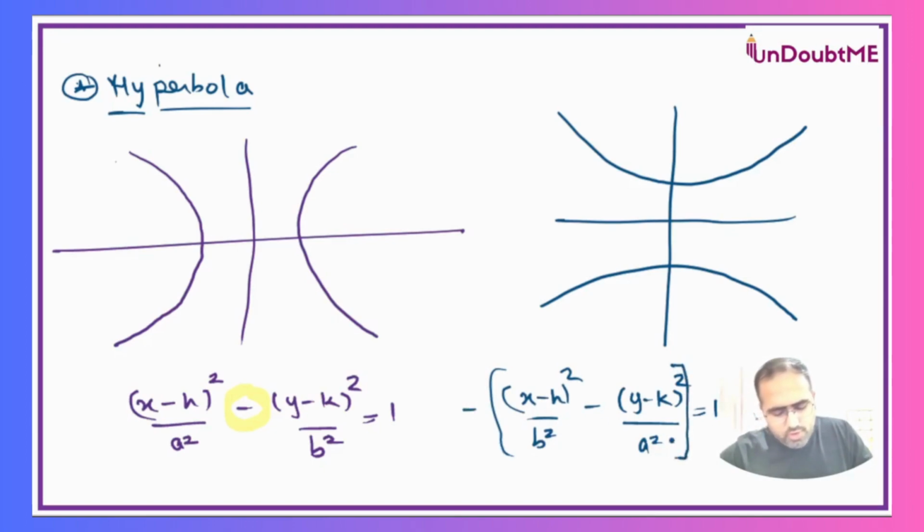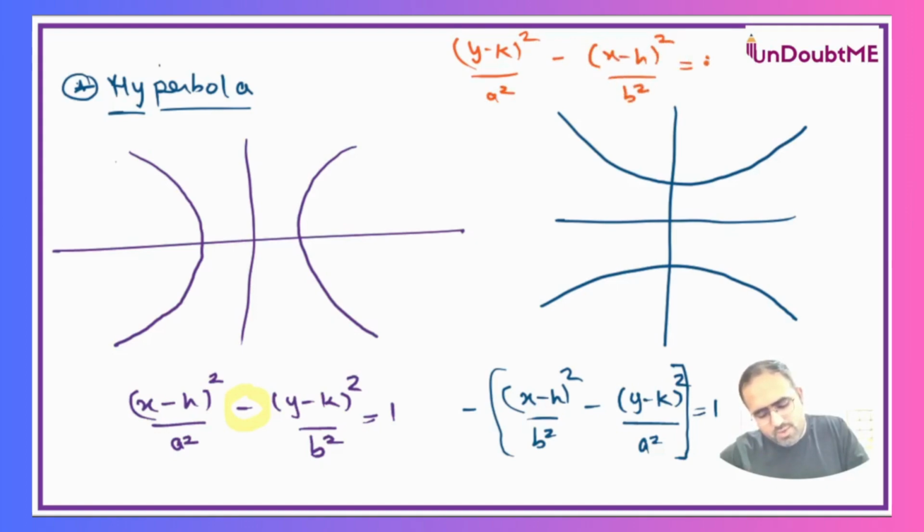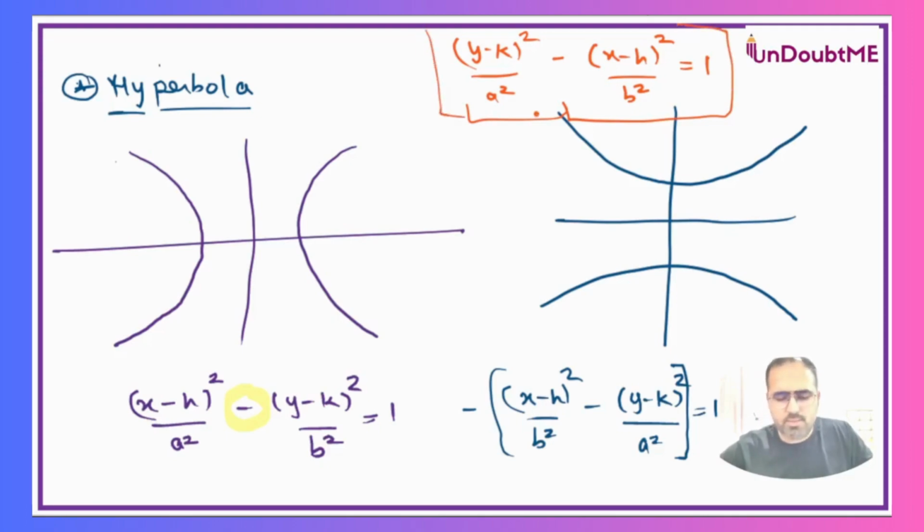Now if you want to avoid this minus, you can just flip the terms inside, like change their position. So you may also see somewhere written like this: (y minus k) whole square over a square minus (x minus h) whole square over b square is equal to 1. Okay, they both are same. It's just a different way to write the same thing. And the rest, all the things are the same as we have done in ellipse.